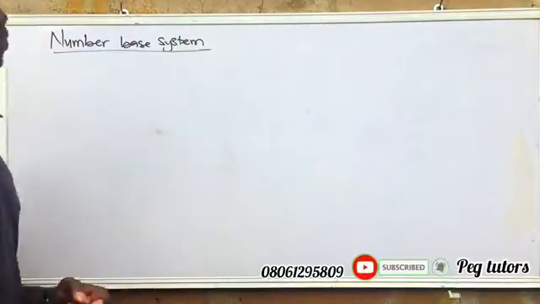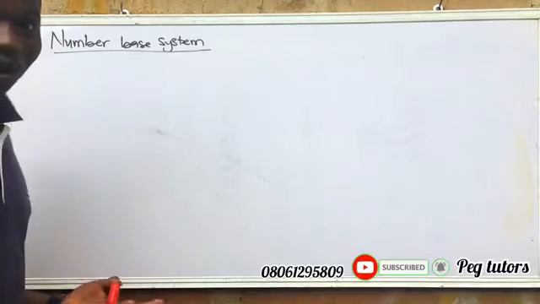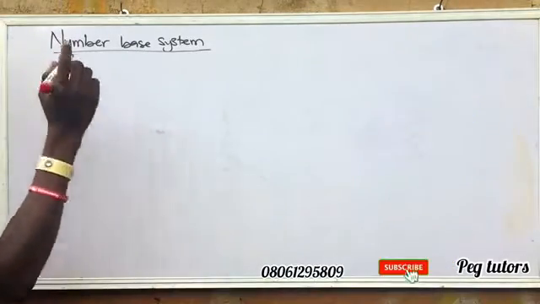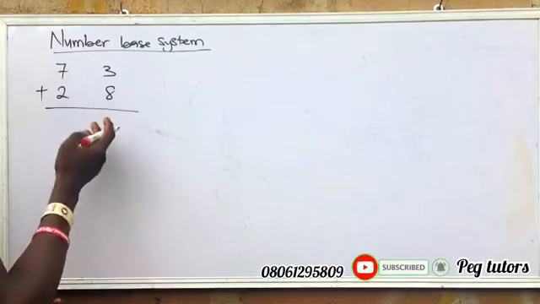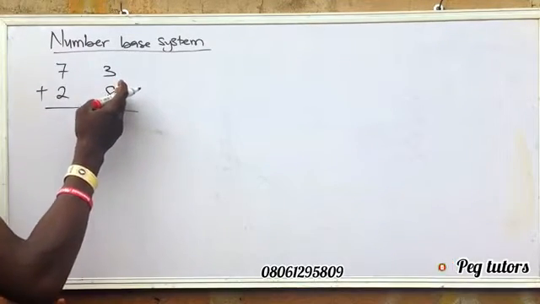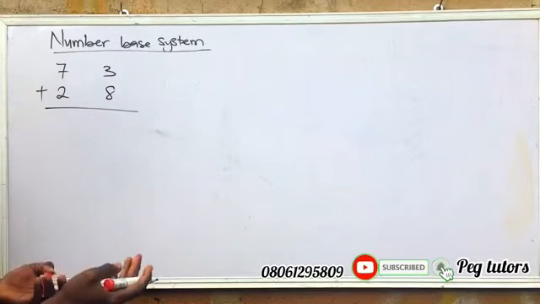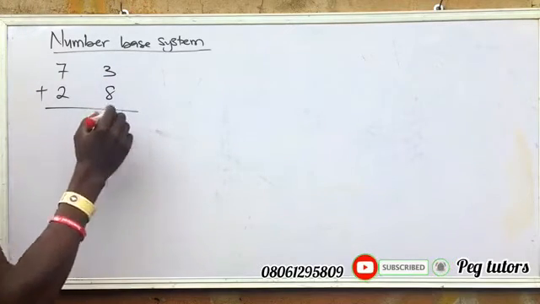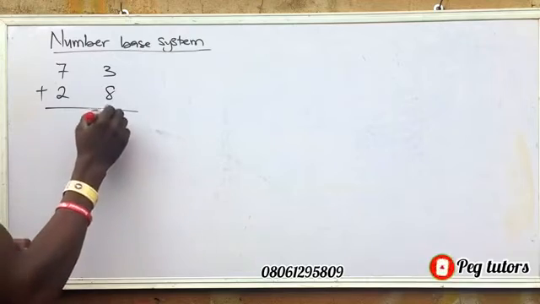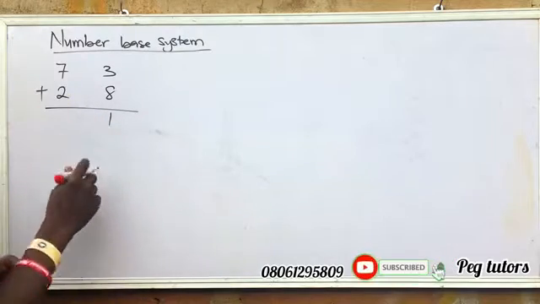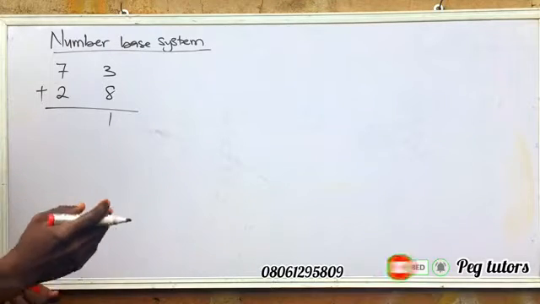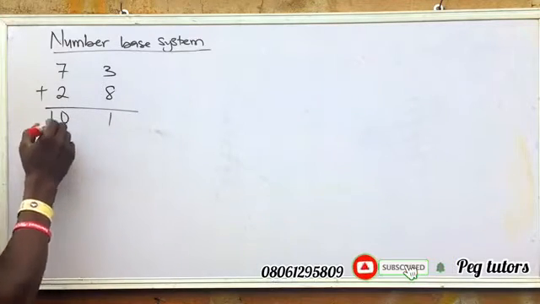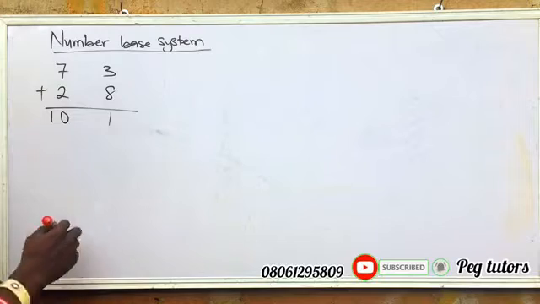Prior to this time, if you want to add numbers normally, let's say you have numbers like this and they say add up. Simply what you do is you add 8 plus 3, that gives you 11. You don't drop the 11. They say drop 1, carry 1. And then you come here, 7 plus this is 9 plus 1, that makes it 10. You now drop 10 here, so it will be 101.